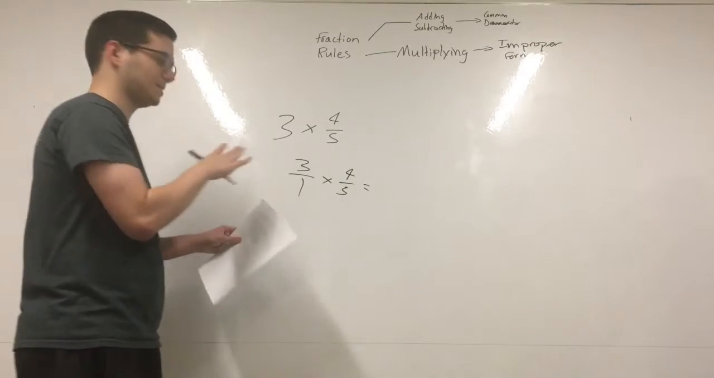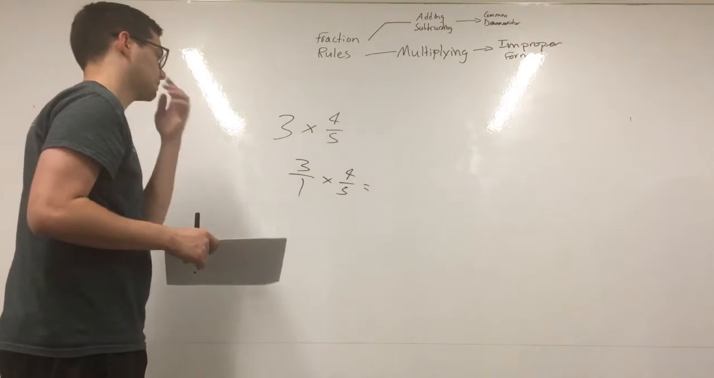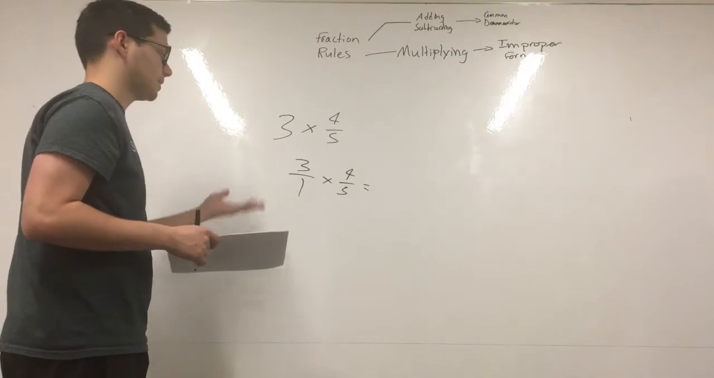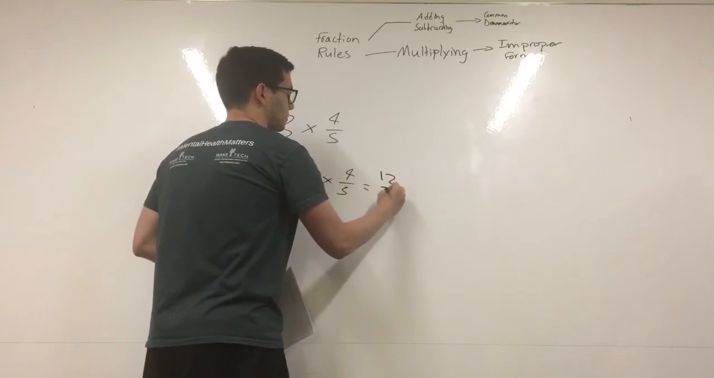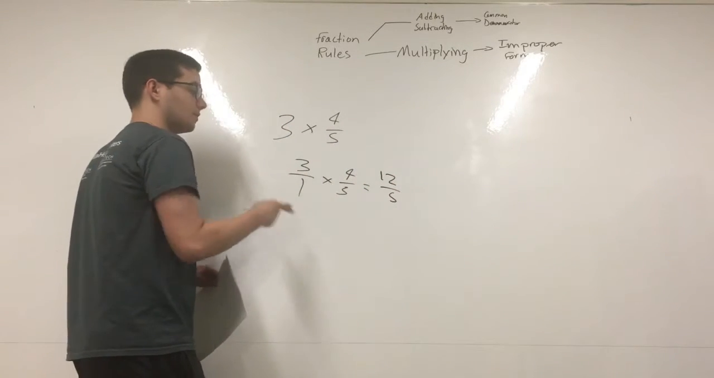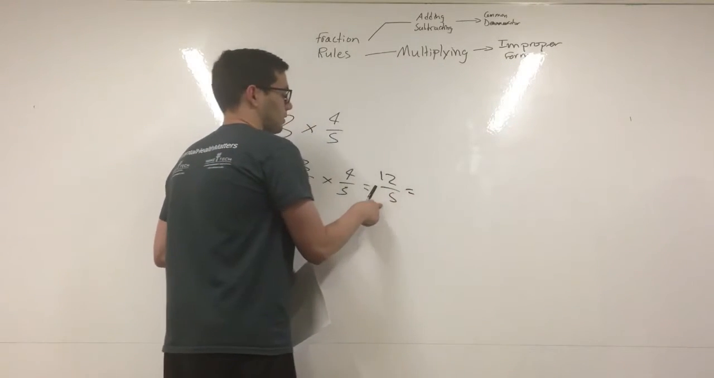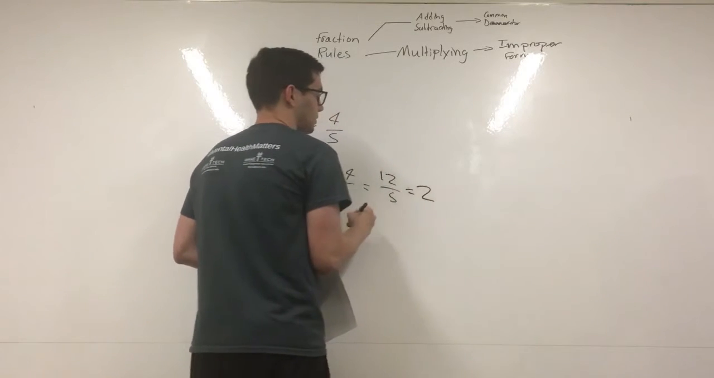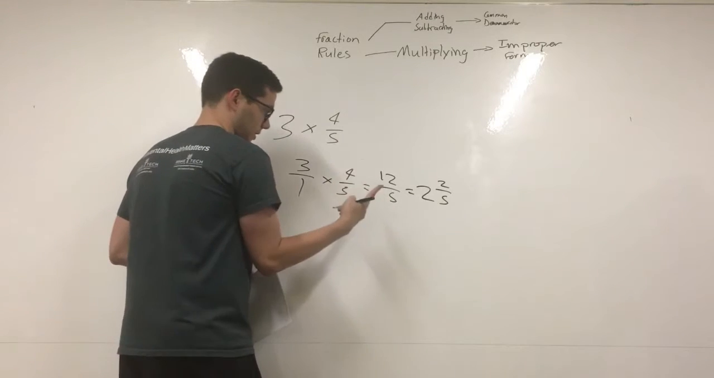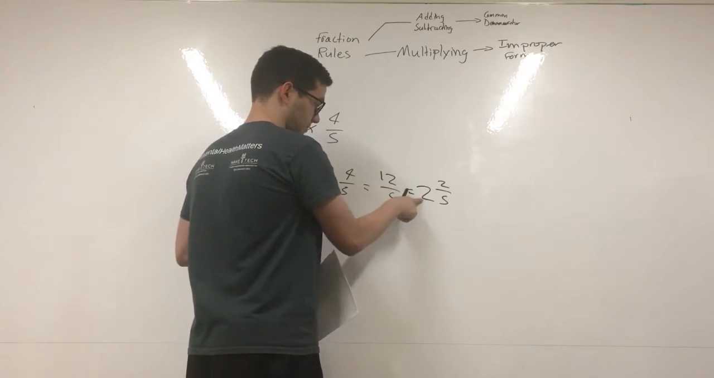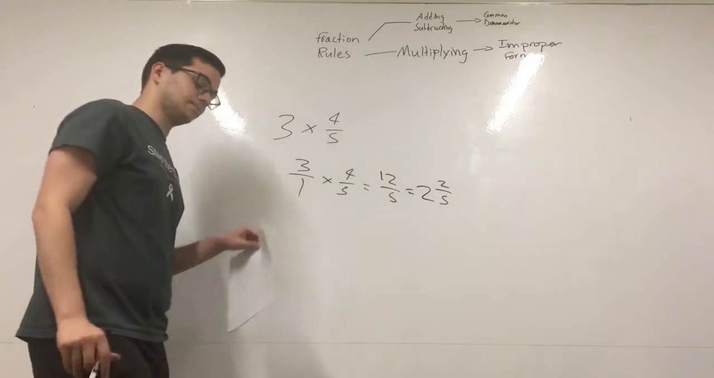Okay, so this is not a hard question. I just want to make sure you can change a whole number to a fraction. That's really all I wanted to do, because this is easy. You just multiply straight across. 3 times 4 is 12 over 5. Obviously, you can change this to a mixed number. Yeah, because 5 can go into 12 two times. 5 times 2 is 10. 12 minus 10 is 2.